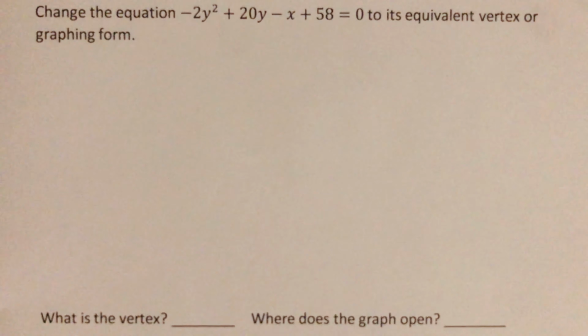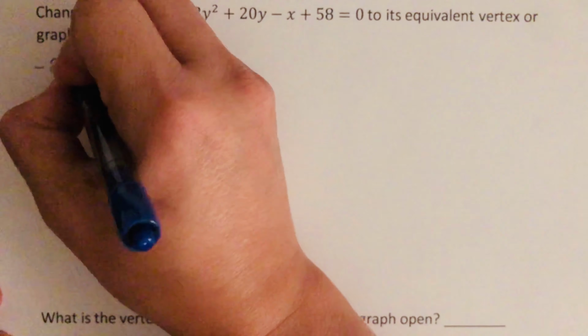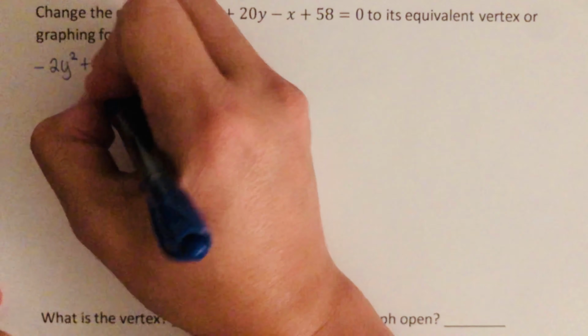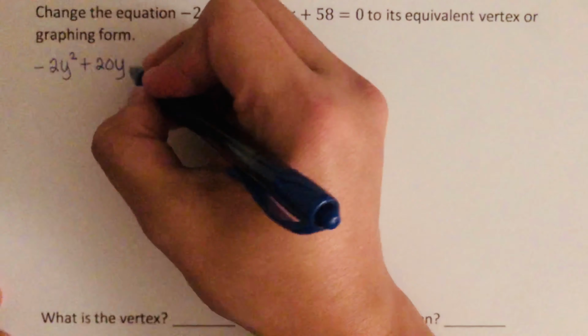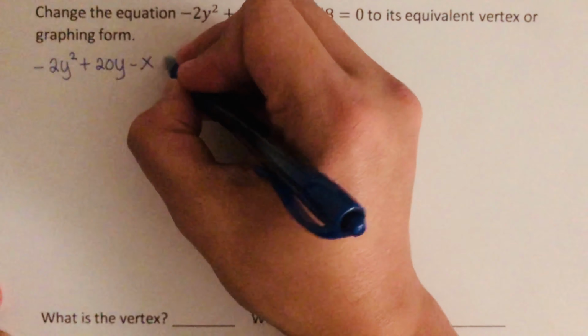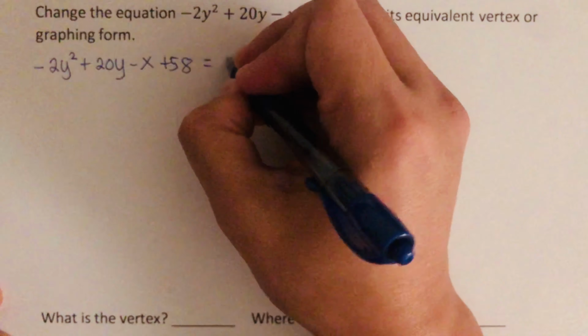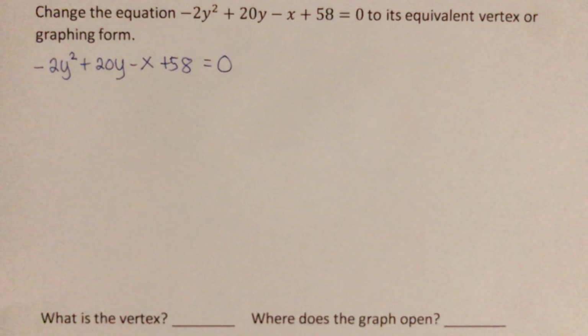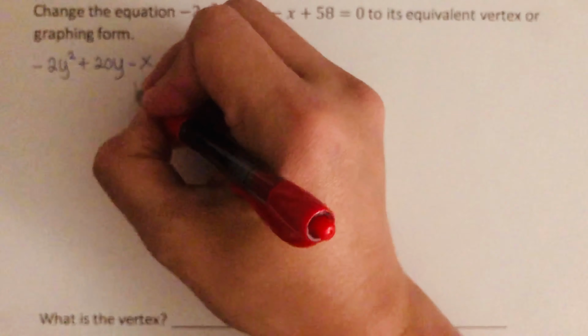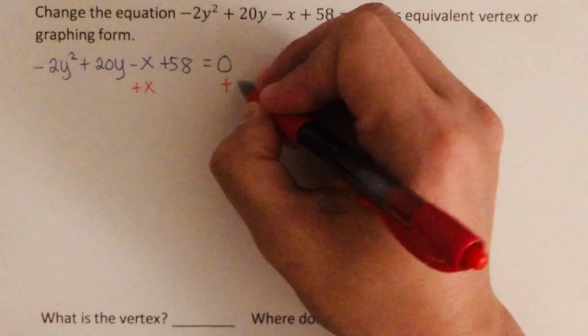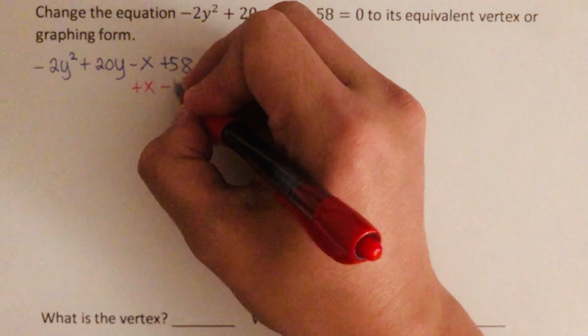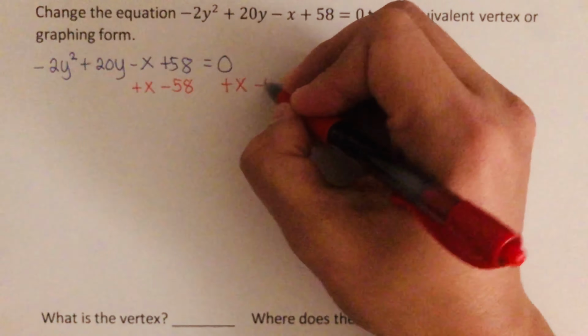Okay, so we go over the problem here. So I'm just gonna rewrite this. So that's negative 2y squared, and then that's plus 20y, and then that's minus x plus 58 equals 0. Now, again, we are supposed to isolate all the ones with y's on them. So then we can go ahead and add x to both sides. And then, so I add x here, and I can subtract 58, minus 58.